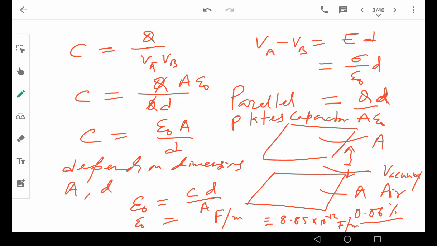I will discuss more about the parallel plate capacitor. We will discuss the energy also: where the energy is stored, how the energy is stored, and how much energy is stored. All these things we will discuss in the next lecture.